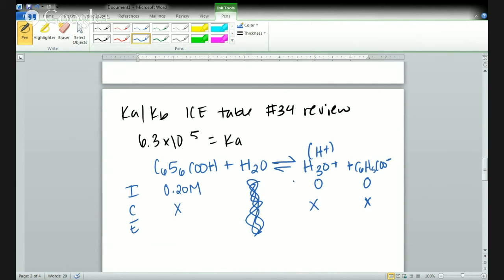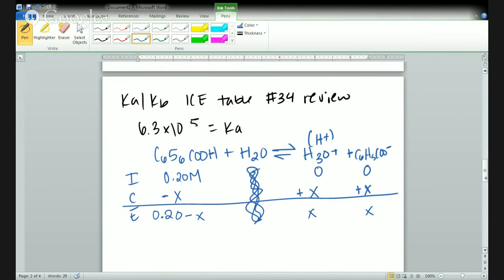Because we're starting with all reactant and no product, as the reaction goes, my product ions are going to increase and my reactant is going to decrease. So I can go ahead now and figure out what's going to be happening at equilibrium. At equilibrium, I'm going to have a concentration of 0.20 minus X for my acid, and a concentration of X for each of my hydronium ion and my conjugate base over here.